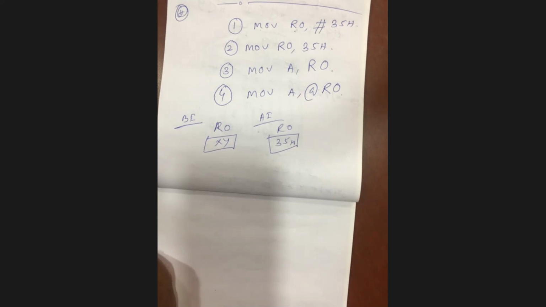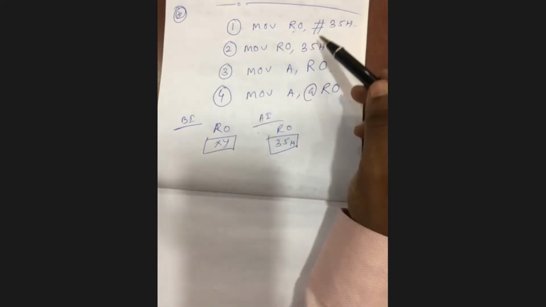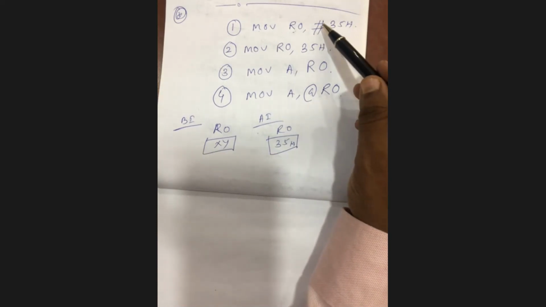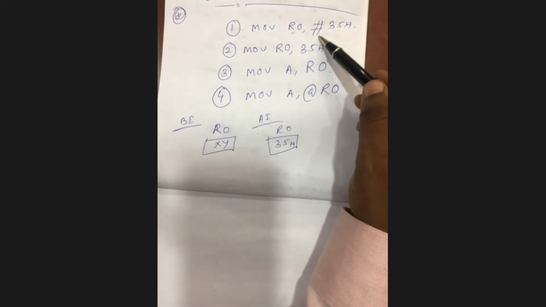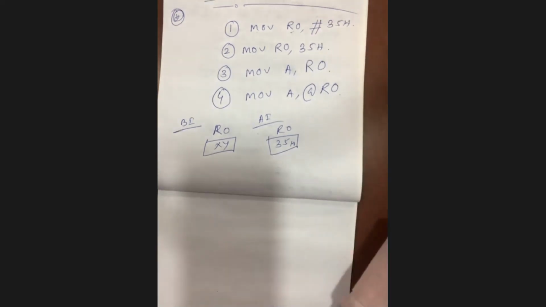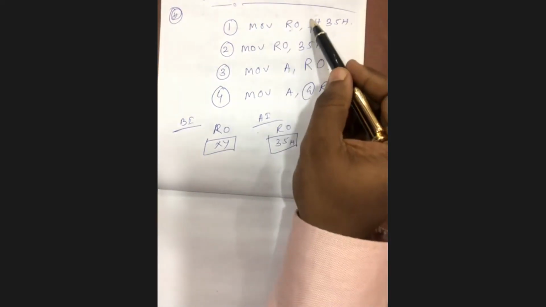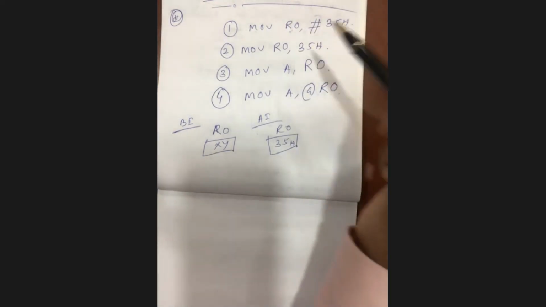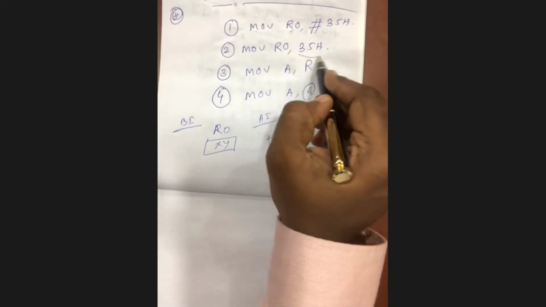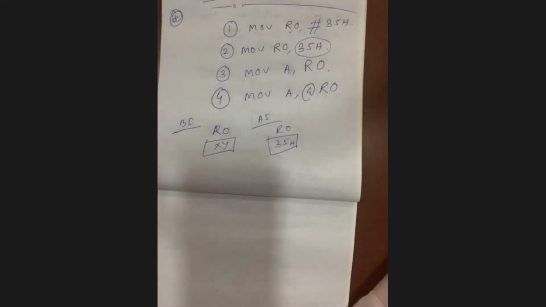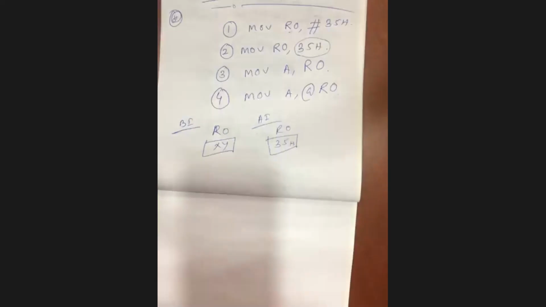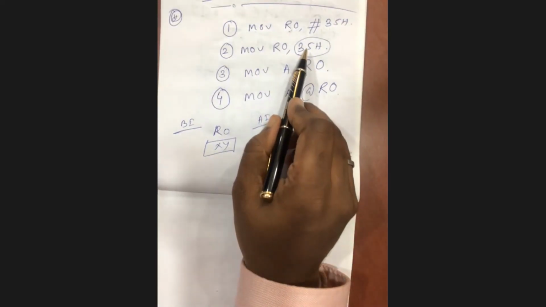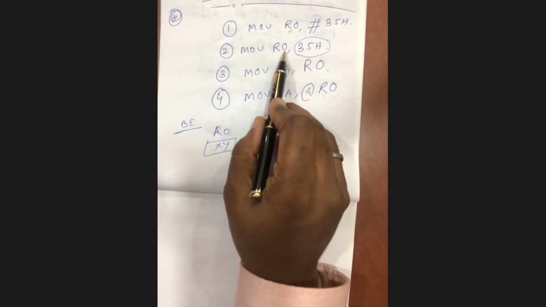Yes, sir. Next, only the difference. What is the difference between the first and second? Only the difference: the hash is not there, right? As the hash is not there, the function is totally different. As the hash is not there, 35H will act as the address, and the content of that particular address will be copied into R0. 35H acts as the address over here, and the content of 35H will be copied into R0.